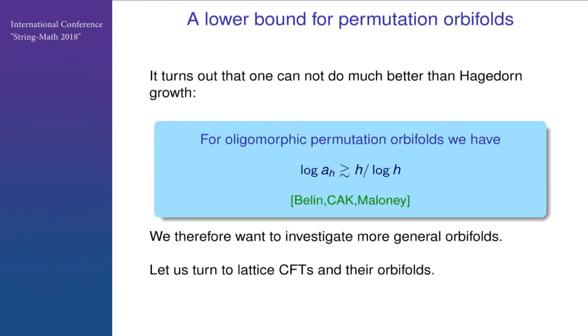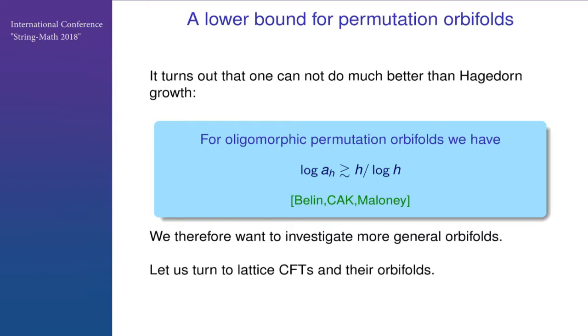One can actually prove a theorem which tells you that if you take an oligomorphic permutation orbifold, that is a permutation orbifold with a well-defined large n limit, the number of states grows at least as fast as, so the logarithm of the number of states grows at least as fast as h over log h. So in principle, this theorem leaves you a little bit of wiggle room. You could grow slightly slower than linearly in h, but not by much, because h over log h is not that different from h. So basically, this result tells us that if we want to have a drastically slower growth of the number of light states, we need to construct and investigate more general orbifolds.